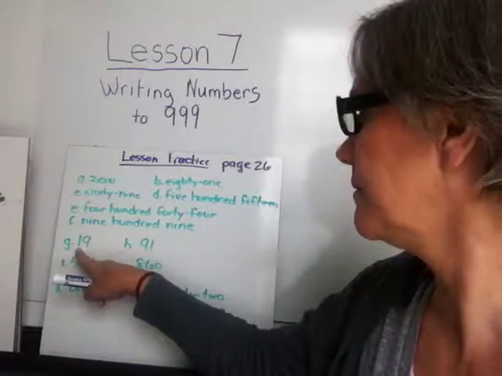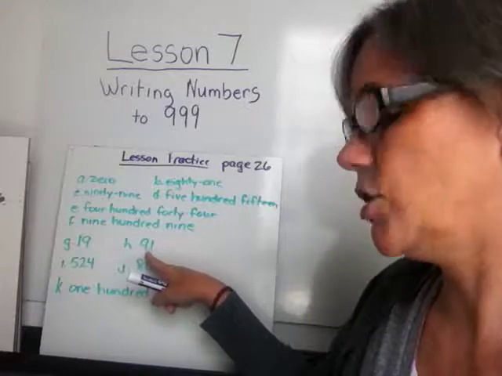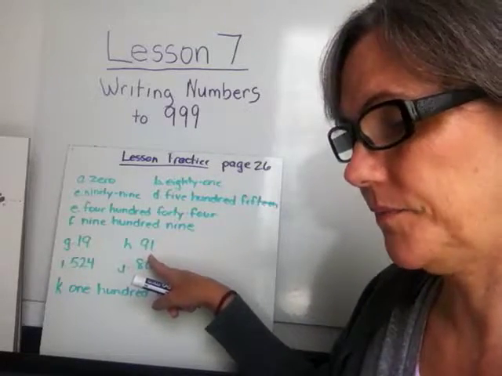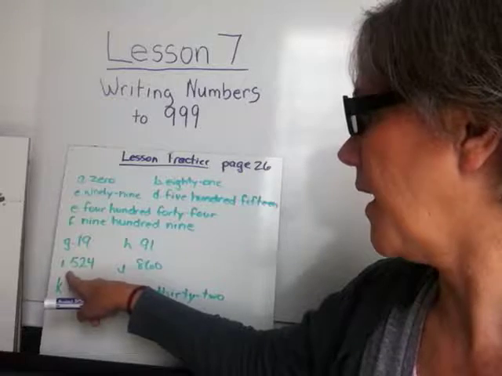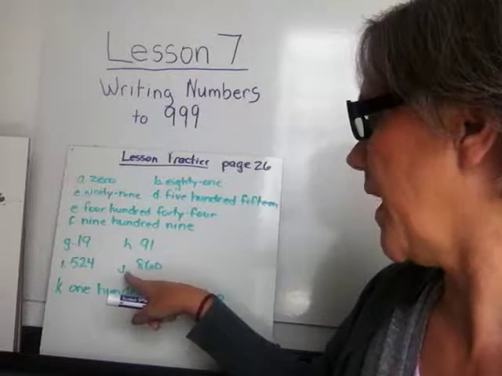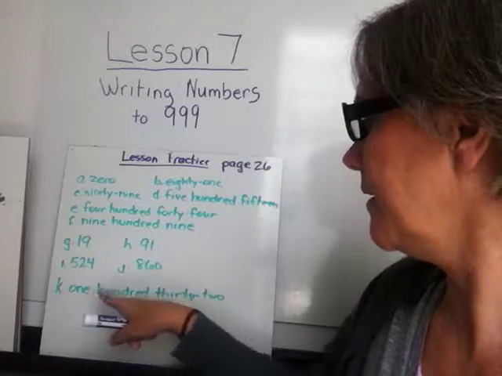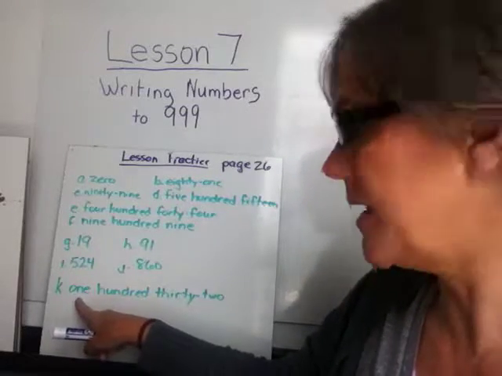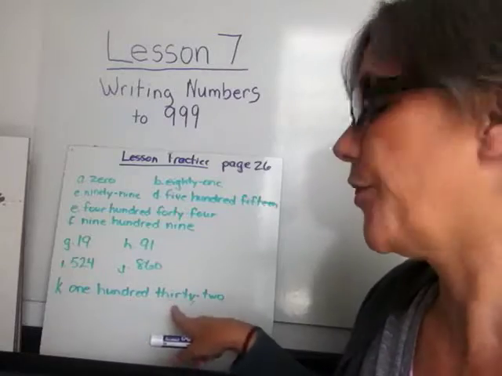19. H is 91. I is 524. J is 860. And K is 132.